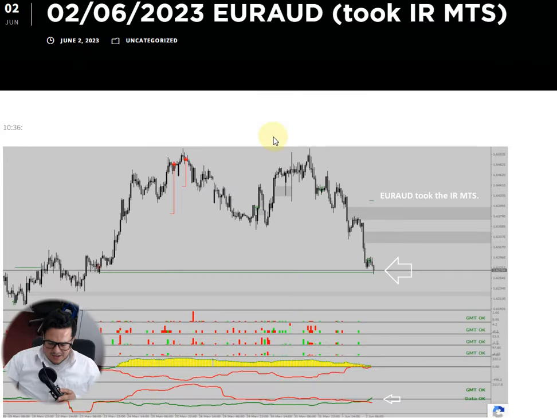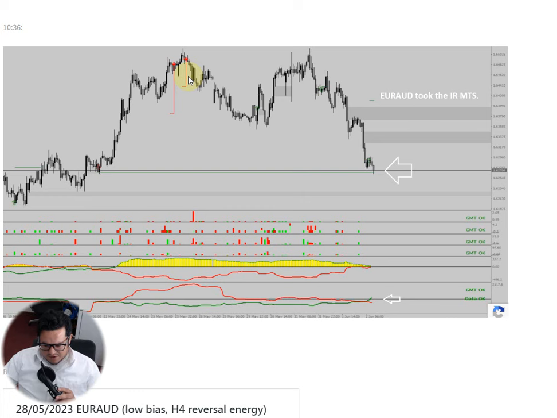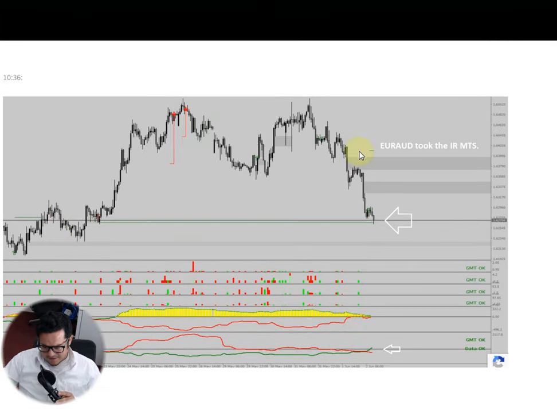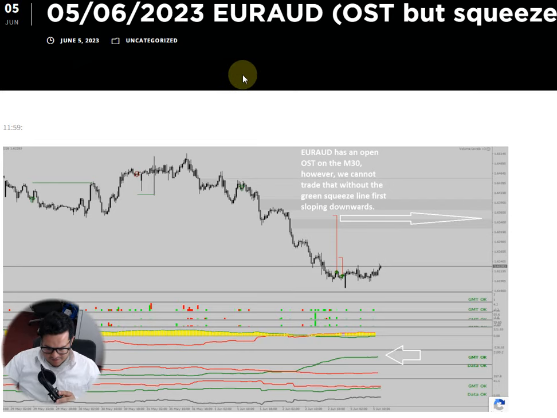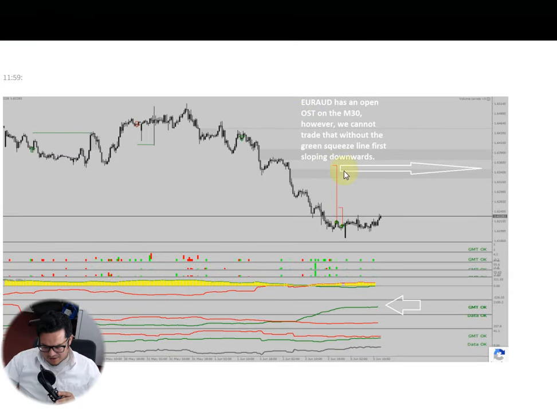Okay, Euro Aussie, 2nd of June, look at that. Filled those two option strike targets and then filled this medium term stop with a nice move downwards. Okay, nice reversal pattern. Look at that. Then on the 5th, we had those option strike targets. Now, as you can see, that's what I wrote. We do not trade long towards these targets because we have a squeeze in the way. We don't buy into a squeeze against the longies. That's a cardinal sin. Never do this, okay?